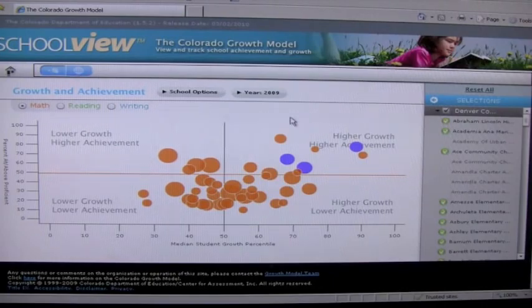So we can see that in this case we've picked 3 schools that all have above average achievement, different growth rates, all pretty good growth rates, right? All well above the state average, well above a year's growth in a year's time.